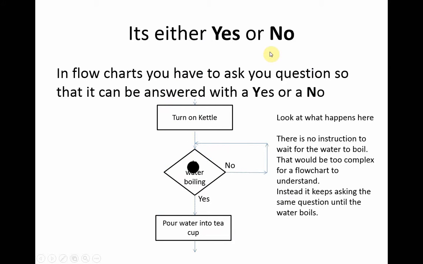So let's have a look at these lovely rhombuses, these diamonds. You can use them to ask questions. The rules are this. It must always have one input and one input only. You can join before that, but it goes into one input, and it must have two outputs. And it's a question. In this case, is the water boiling? Yes, no. It could be 1, 0, true, false, male, female, anything that can be done in what we call a binary or Boolean. Because remember, computers have to ask very simple questions.